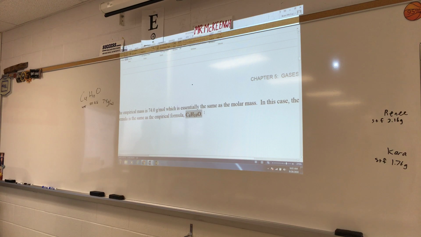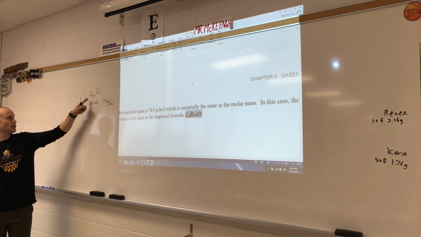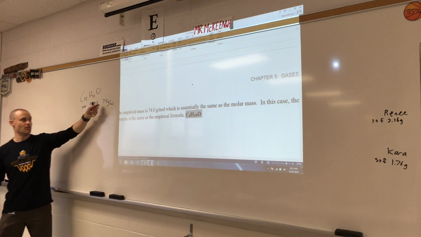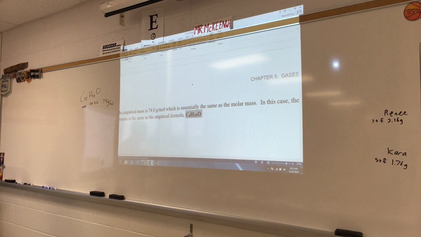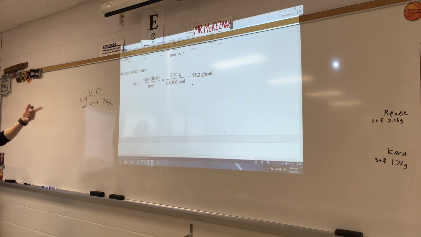The formula is supposed to be pretty close. If you were to keep all the decimal points, it would be pretty close to 75. So the molecular formula is the empirical. So the answer to this question is C4H10O.